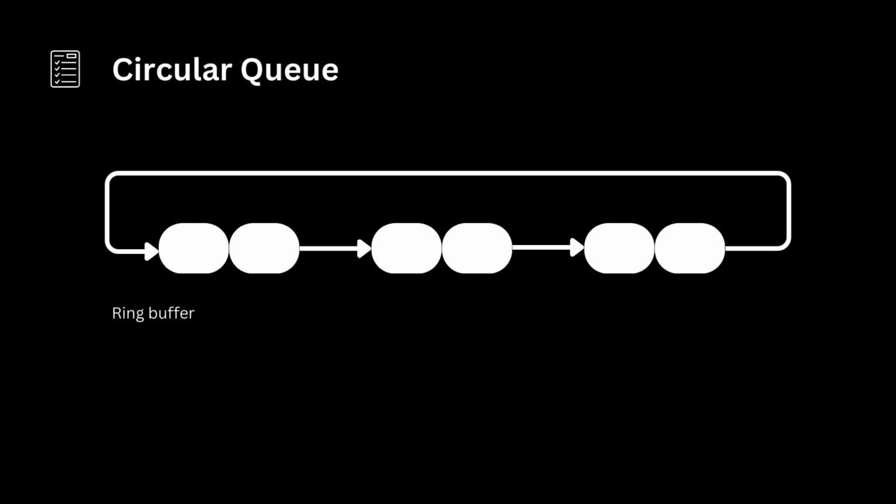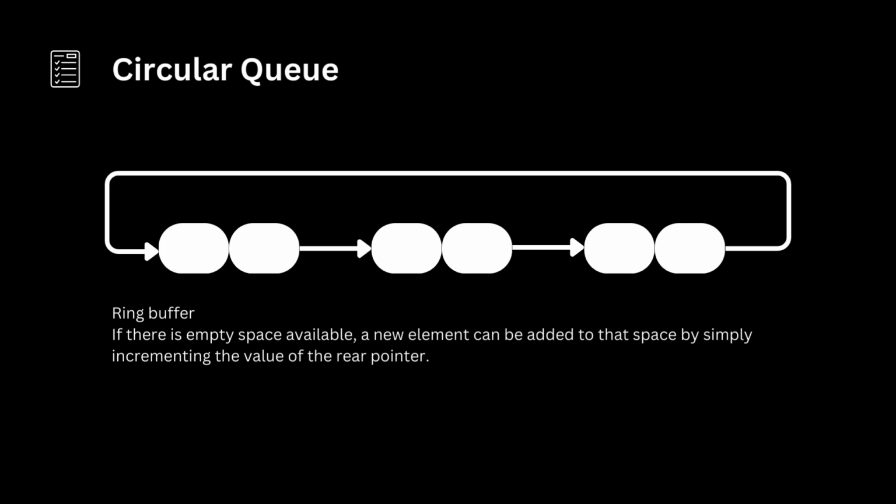In a circular queue, if there is an empty space available, a new element can be added to that space by simply incrementing the value of the rear pointer. The primary advantage of using the circular queue is improved memory utilization. Now let us see the priority queues.